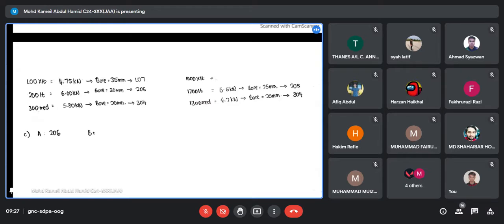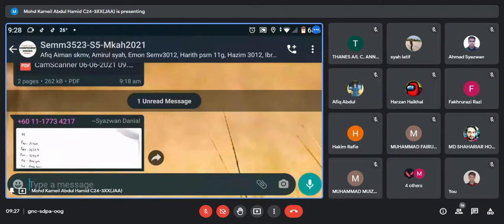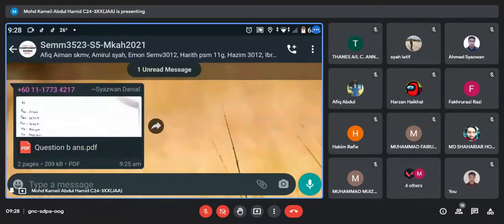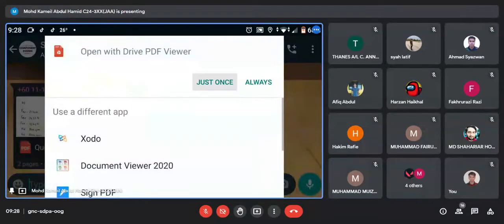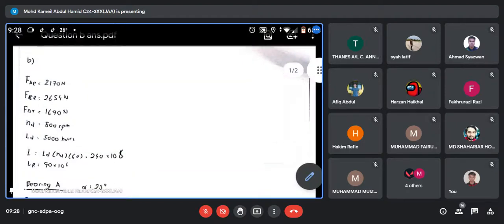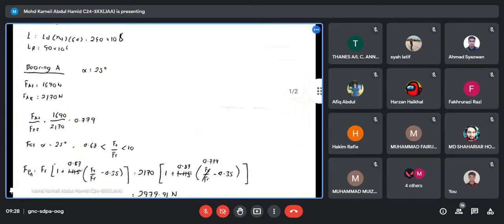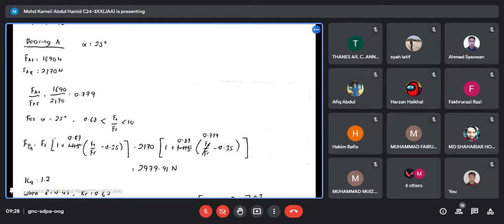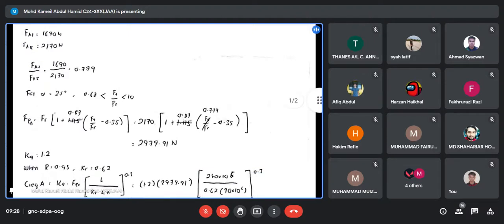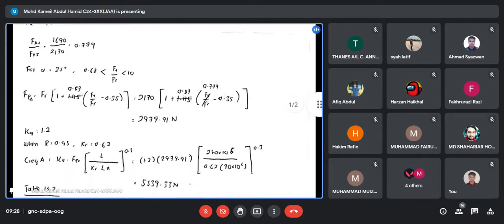Diameter C. Apa lagi hantar? Shazwan, okay. Shazwan punya answer. Okay. Shazwan. Okay, so 1690 to 170, okay. FT over FR is good. Okay, dapat 2979. 2979. 1 plus.